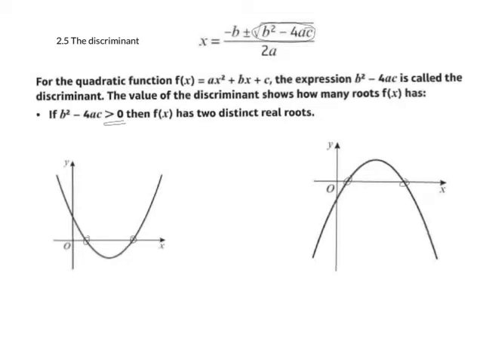Now we don't need to solve the equation to find the discriminant. We can just pick off a, b, and c from our function and insert them into b squared minus 4a times c.